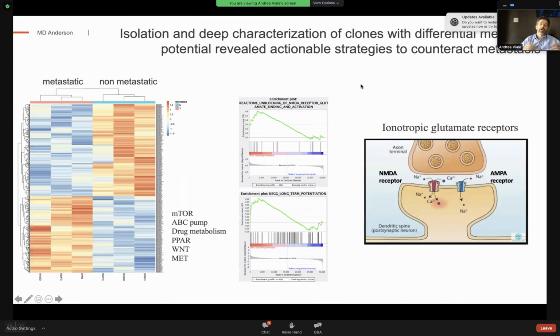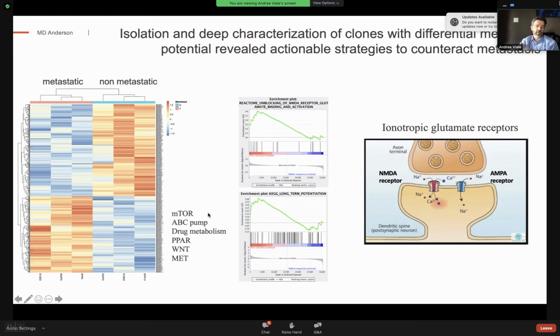Then we isolated clones again, as we did before, for different treatment. Here we isolated clones that actually have a different metastatic potential. And we, again, did a characterization. We were not able to identify any genomic events that were justifying the metastatic potential.